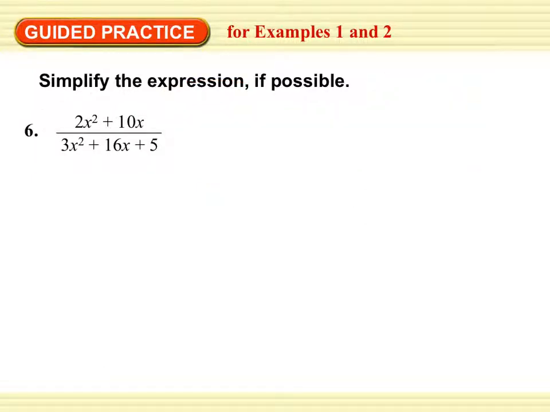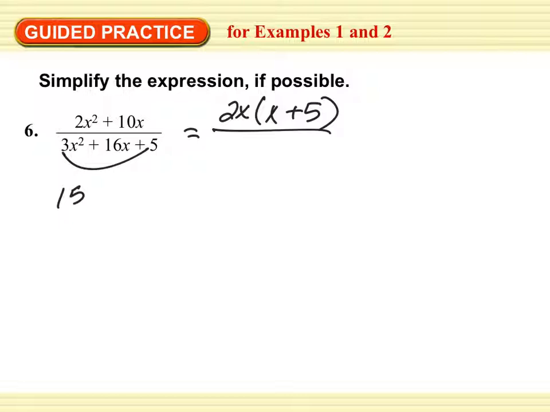Simplify the expression if possible. Okay, factor out what we can in the numerator. I see a 2x that can be factored out. So I get x plus 5 left over. Two things that multiply to 15 and add to 16. I think 1 times 15 is it. This is where we have to factor by grouping. So 3x squared plus 1x plus 15x plus 16.